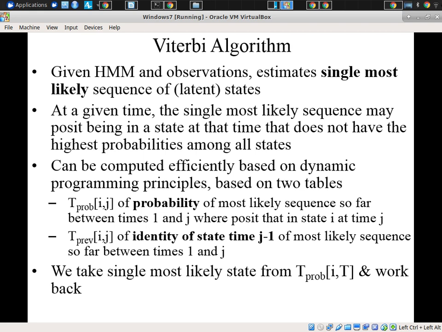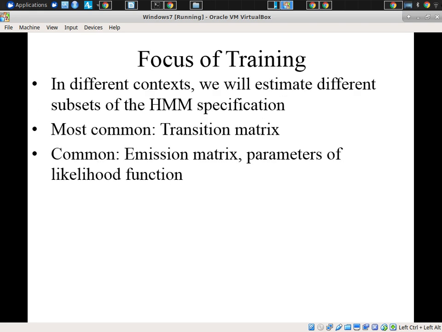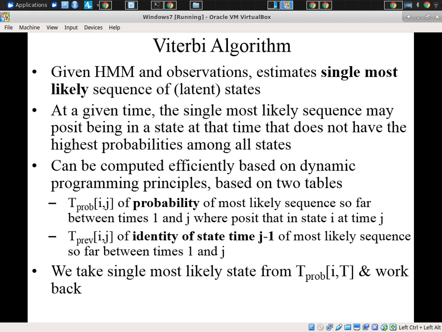Okay, and it's a sophisticated algorithm. It's based on dynamic programming. I'm not going to go into that, but it uses the results of the forward-backward algorithm for computing the single most likely sequence. Okay. Now I want to highlight some features of this that are not going to be obvious from my description.